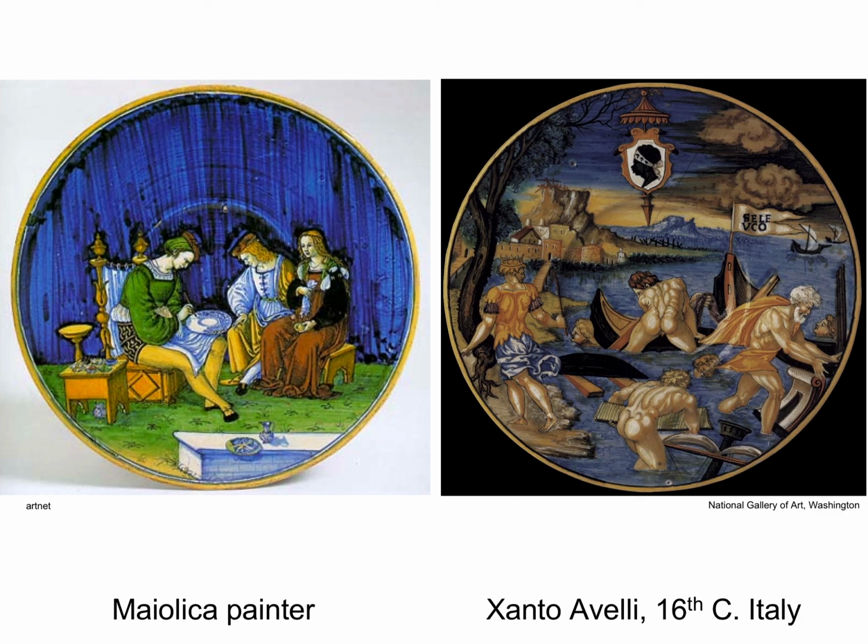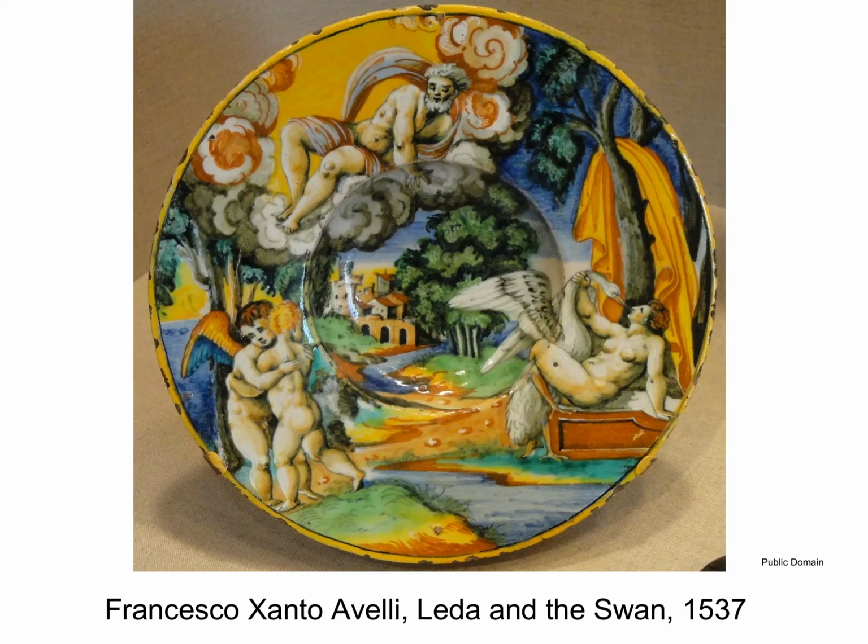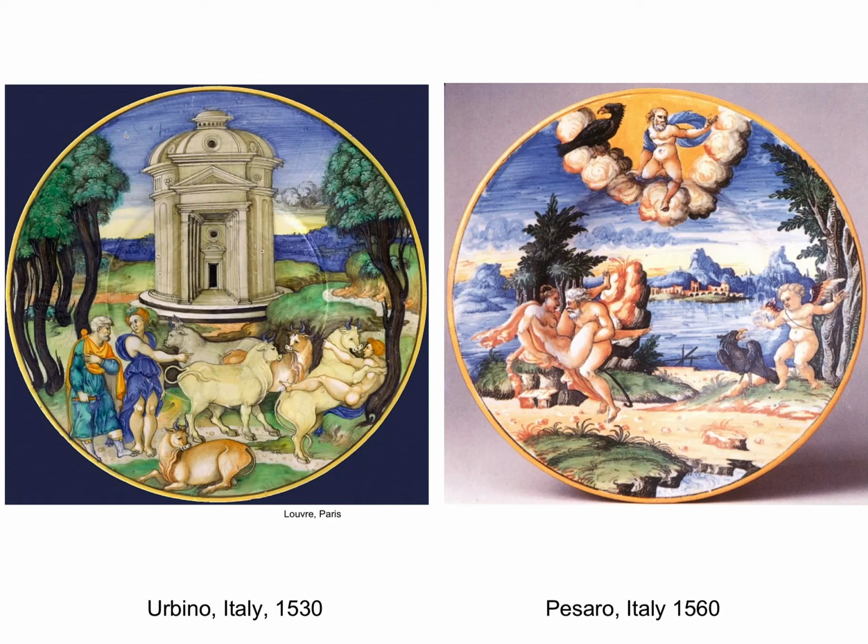The piece on the right is basically based on prints that are collaged and reassembled in wonderful ways on the objects, and prints were often used as a source for those images. Prints usually coming from paintings themselves. Paintings were translated into prints, and then prints were recomposed into wonderful compositions on ceramic objects. And Francesco Santo Avelli was one of the great painters of the Italian Renaissance working on ceramic forms.